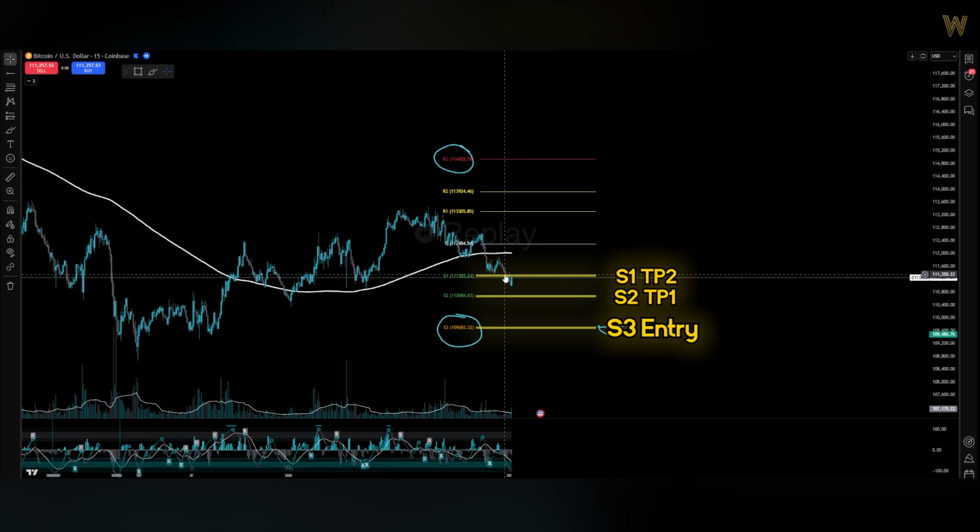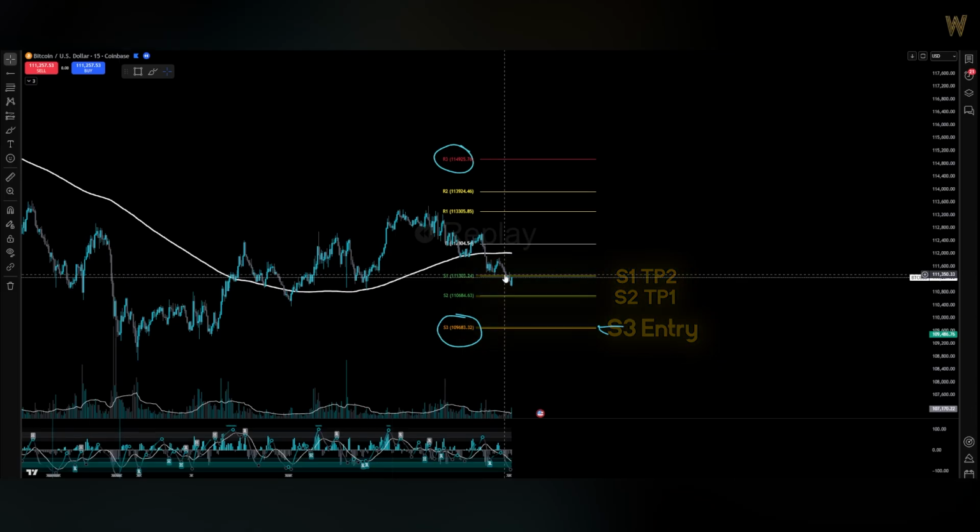So with that being said, your take profits are figured out, your entry's figured out. How do you locate the stop loss? We'll let this continue playing.